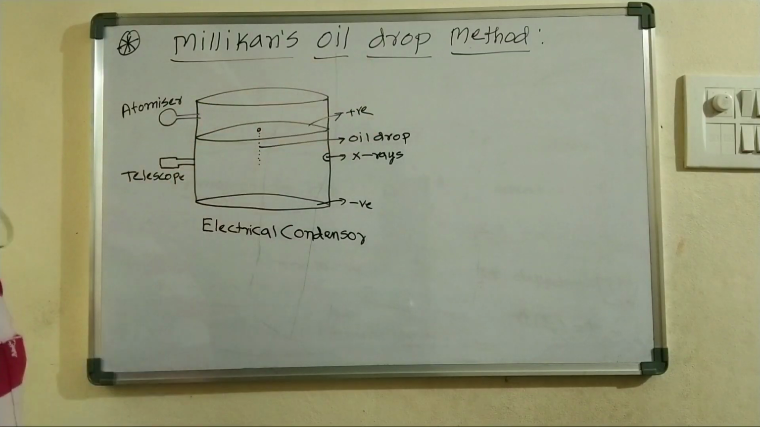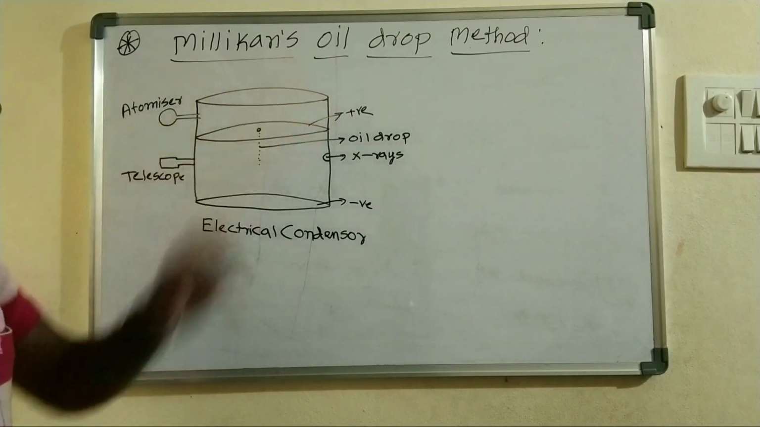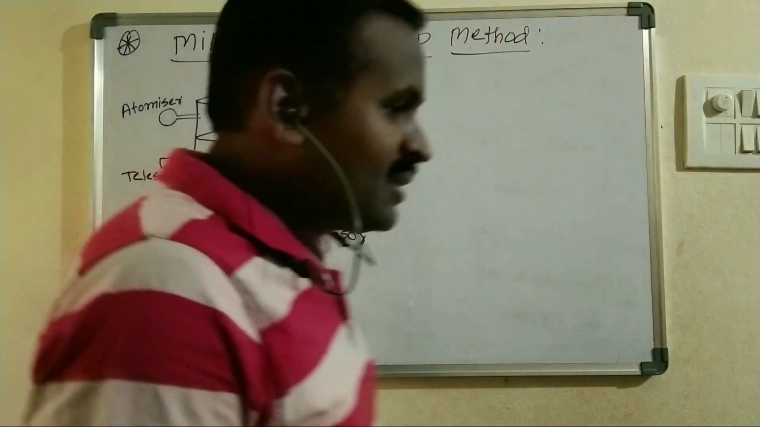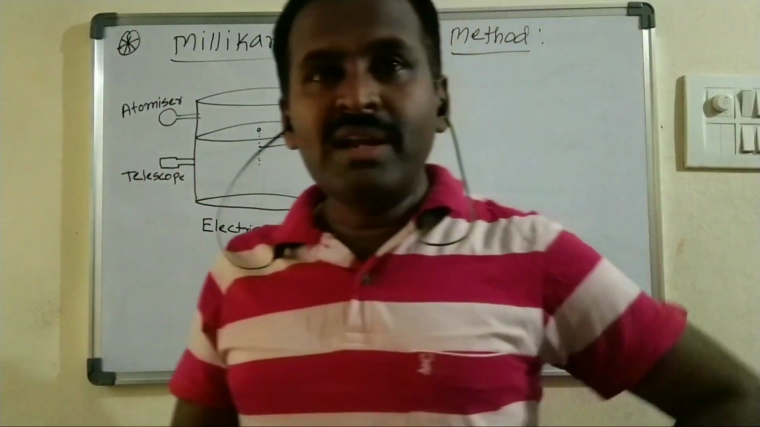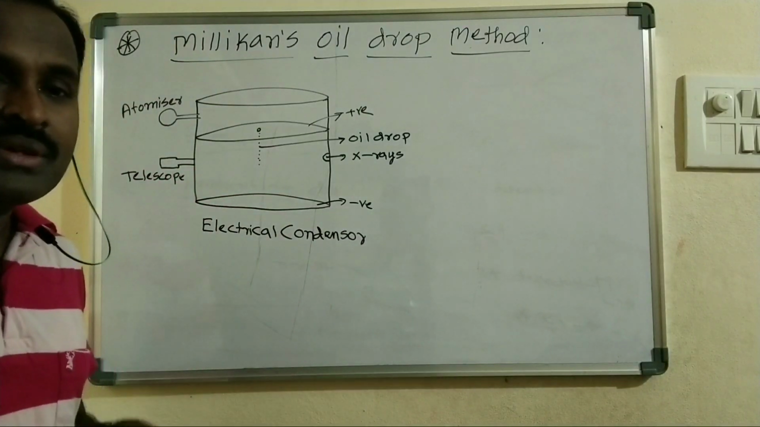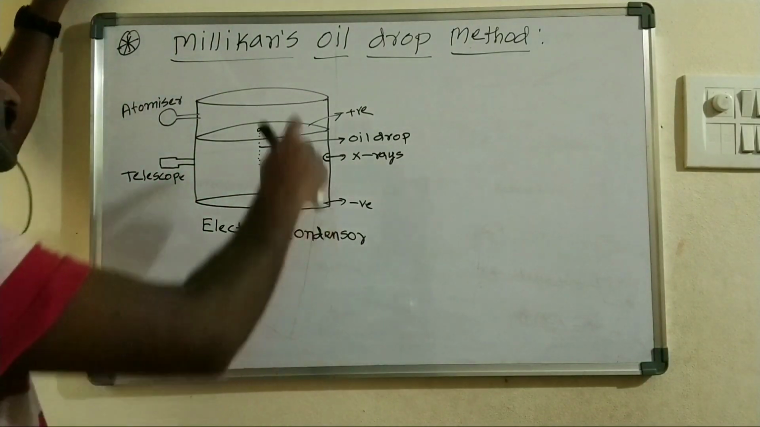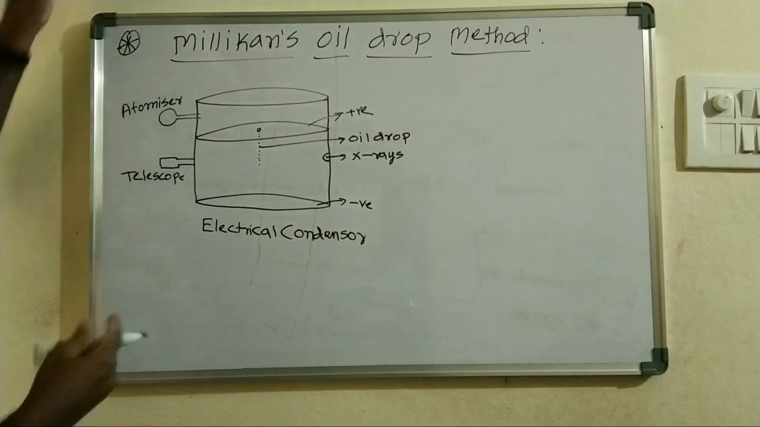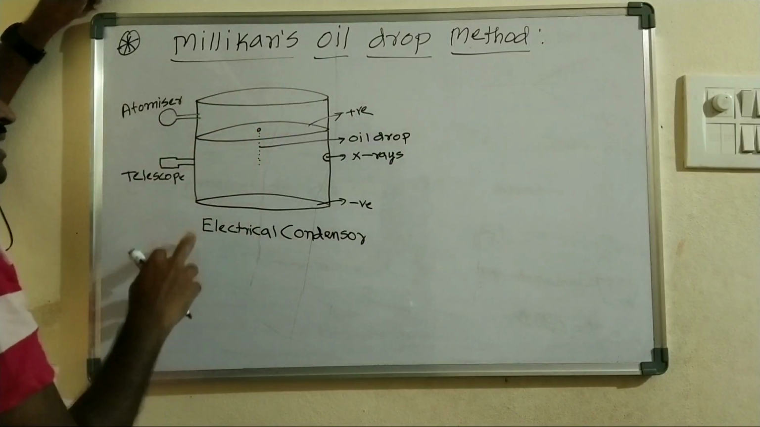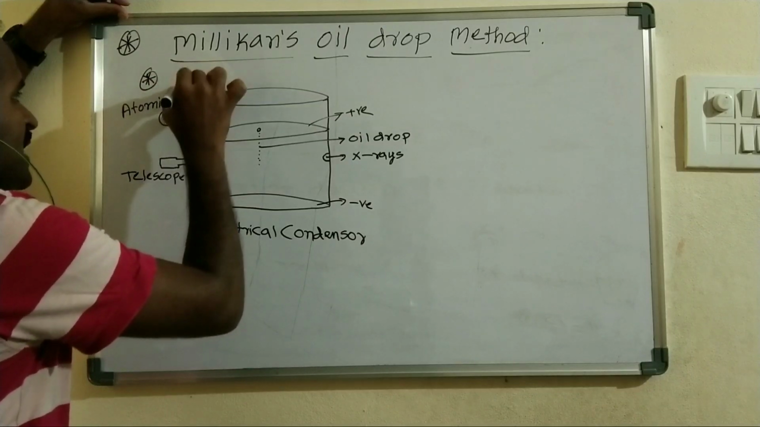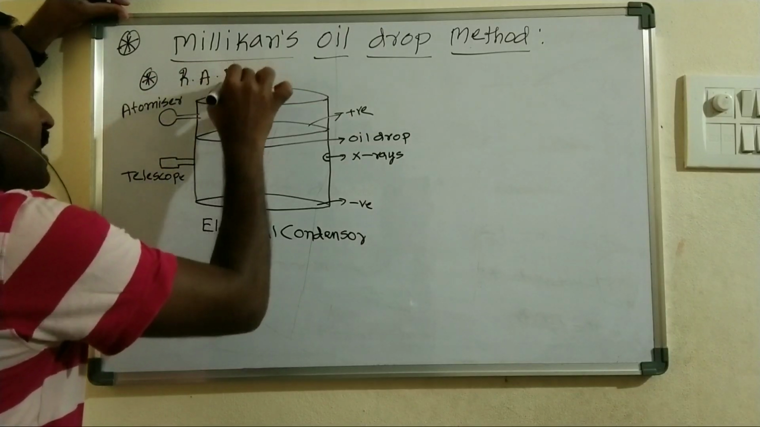Millikan oil drop method. In this Millikan oil drop method, R.A. Millikan is a scientist. Actually, he determined the charge of the electron by using this oil drop experiment. Right? In this oil drop experiment, the charge of the electron was discovered by the scientist called R.A. Millikan.